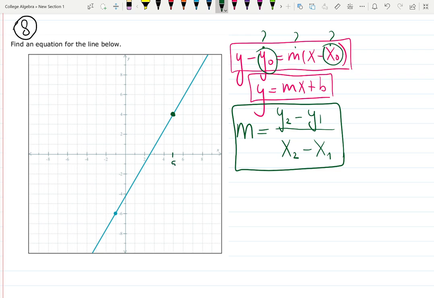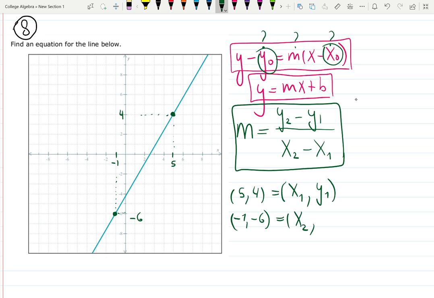In this case, I see x is 5 and y is 4. So the first point is (5, 4). And the second point, for example, is (-1, -6). This is how you should see it. The first x is 5 and the first y is 4. The second x is -1 and the second y is -6. That's how you should see it.